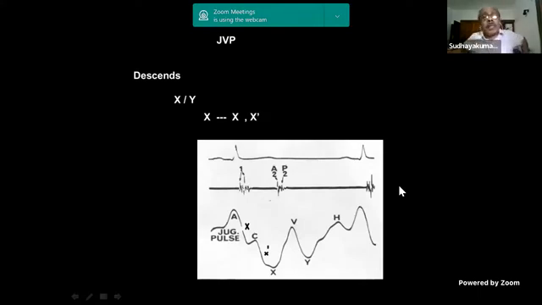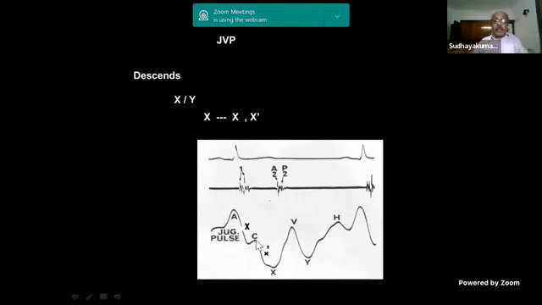Now coming to the descents, the X prime, the initial part will be absent when there is atrial fibrillation or when there is no atrial activity. When there is no atrial activity, when there is no P wave, you may not get an A wave. In atrial fibrillation, you may not get an A wave. And the third situation is where you get sinus rhythm, but the A wave is not seen because the atrium is non-responsive.